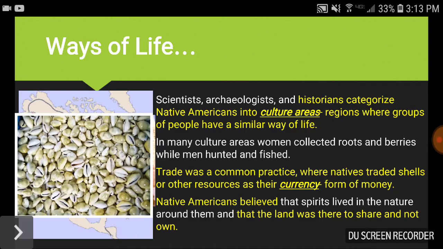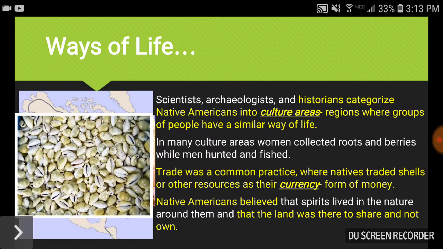Trade was also a common practice among these Native American groups, so another similarity: lots of Native Americans traded things like shells or other natural resources as their form of currency, or basically their form of money. So whether or not you know it, in the United States we base our money off of gold and silver. The reason for that is it's a precious gem that's valuable to us. These Native Americans weren't necessarily out mining for gold and silver, so their natural resources were things like shells and different things like that.